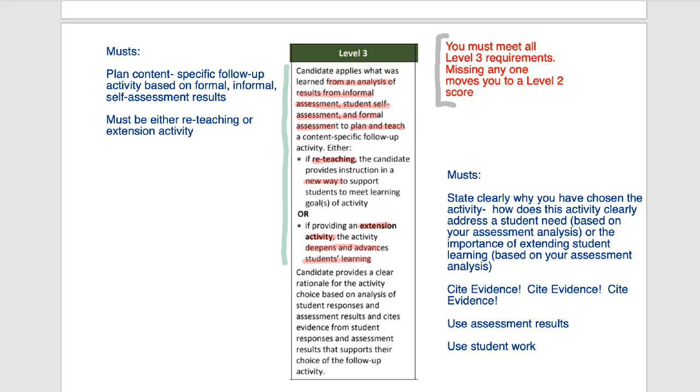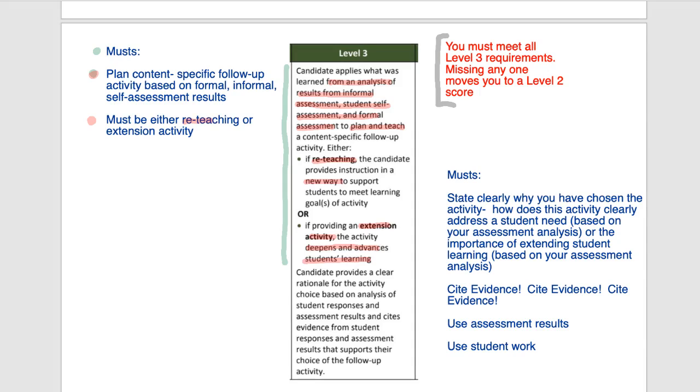All right, so the must for this one: plan a content-specific follow-up activity based on formal, informal, and self-assessment results. So you have to be writing about the results in order to justify what you're teaching. Right? It can't be just, this seems like the thing to follow up with. Point to things in your rubrics, look at the results you set out in 2.8 and say, based on the results of my formal assessment, I have these 5 students who need support to do this, and this is the justification for me to either do a reteaching or an extension activity.